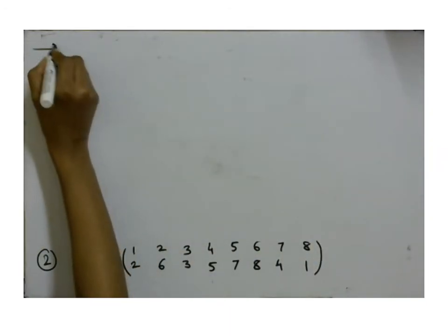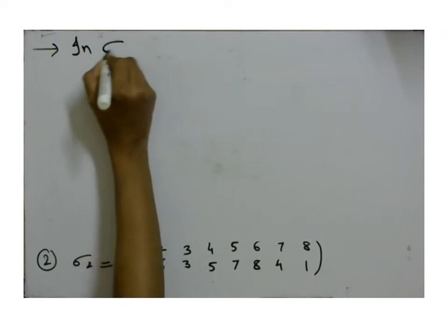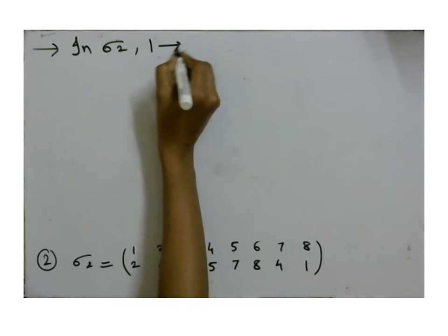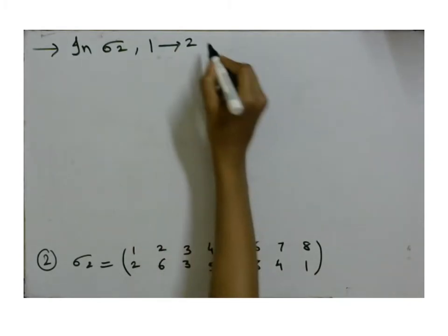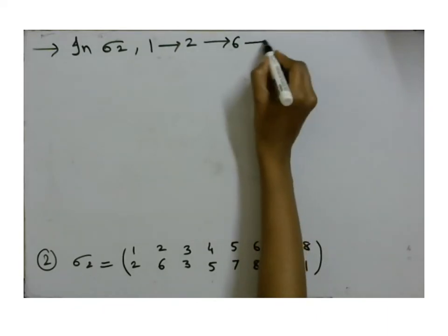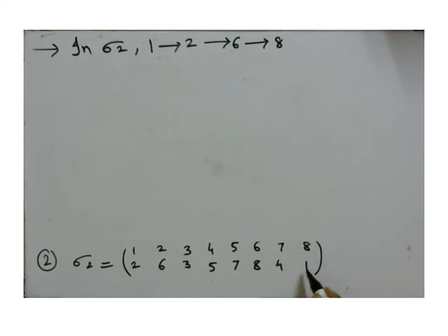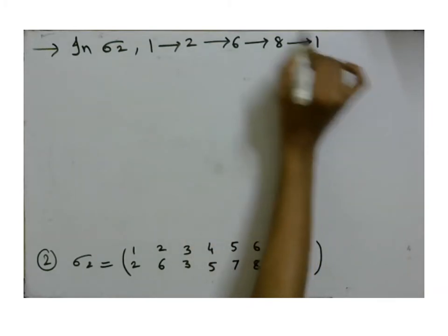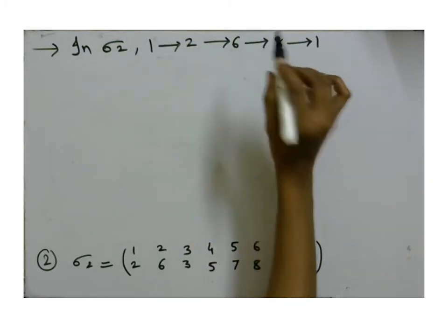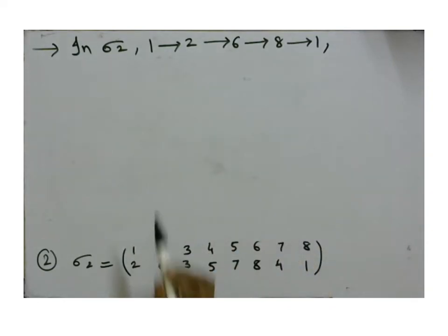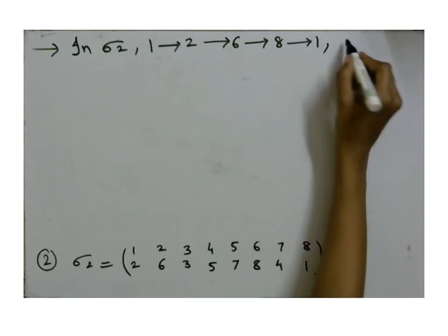So in sigma 2, again let us start with 1. 1 maps to 2. See the image of 2. 2 is going to 6. 6 is going to 8. 8 is going to 1. So 8 again goes back to 1. So you got one cycle, (1, 2, 6, 8). Next, take one element which is not there in the cycle. 1 and 2 are already there in the cycle, so let us start with 3. 3 is mapping to 3 itself.